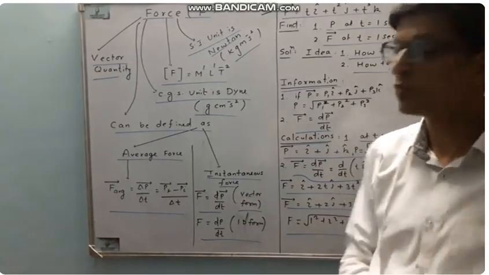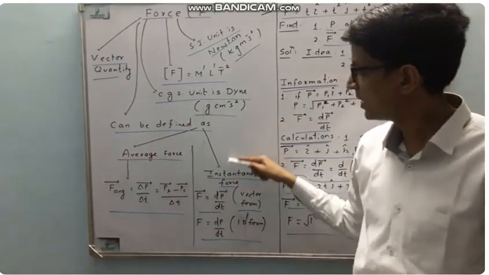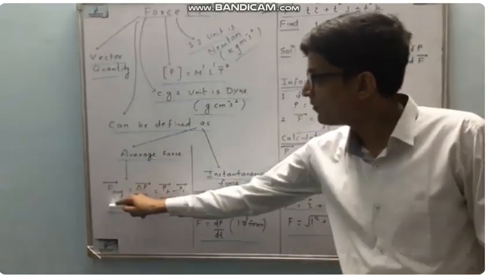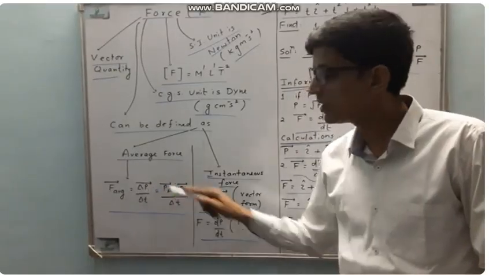It can be defined in two ways. The first is average force. The second is instantaneous force. Average force is change in momentum per unit time.